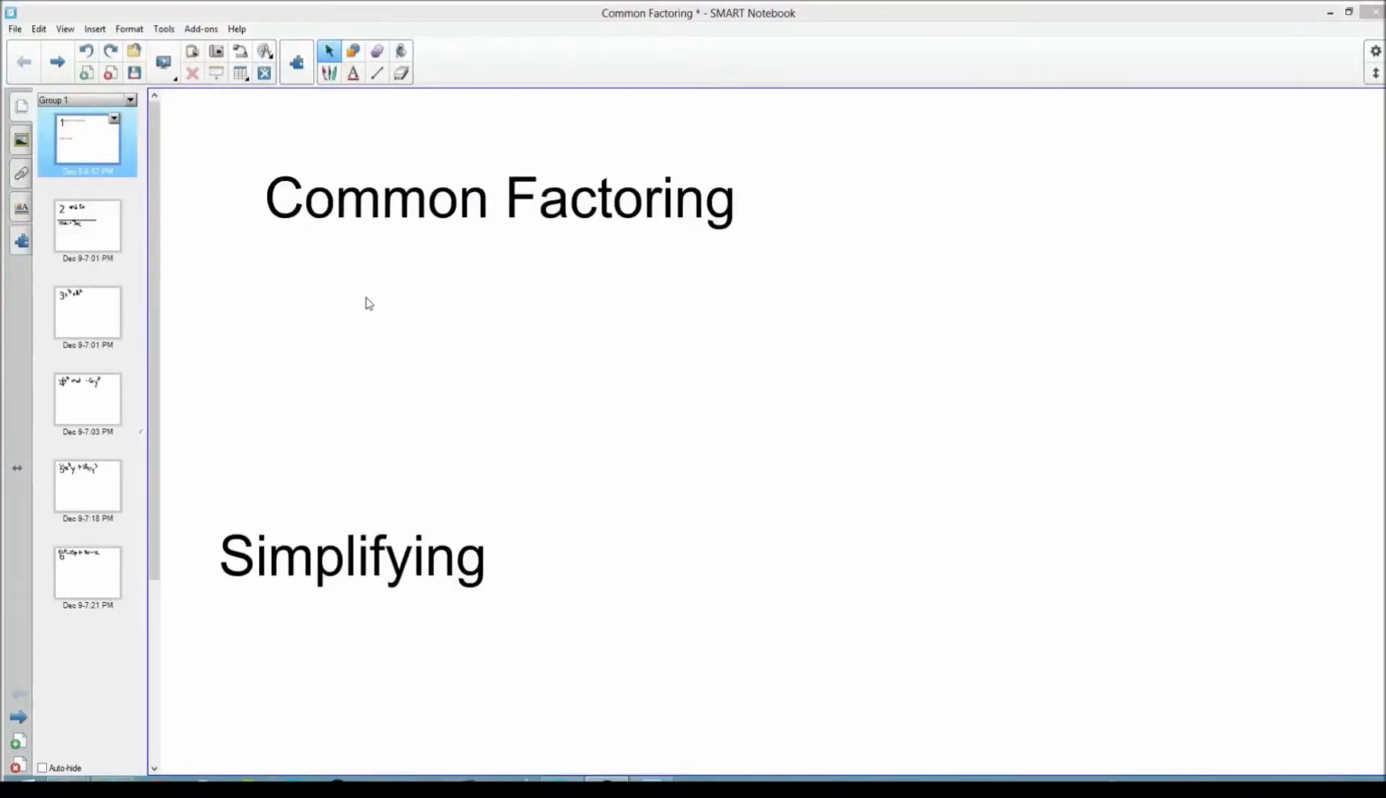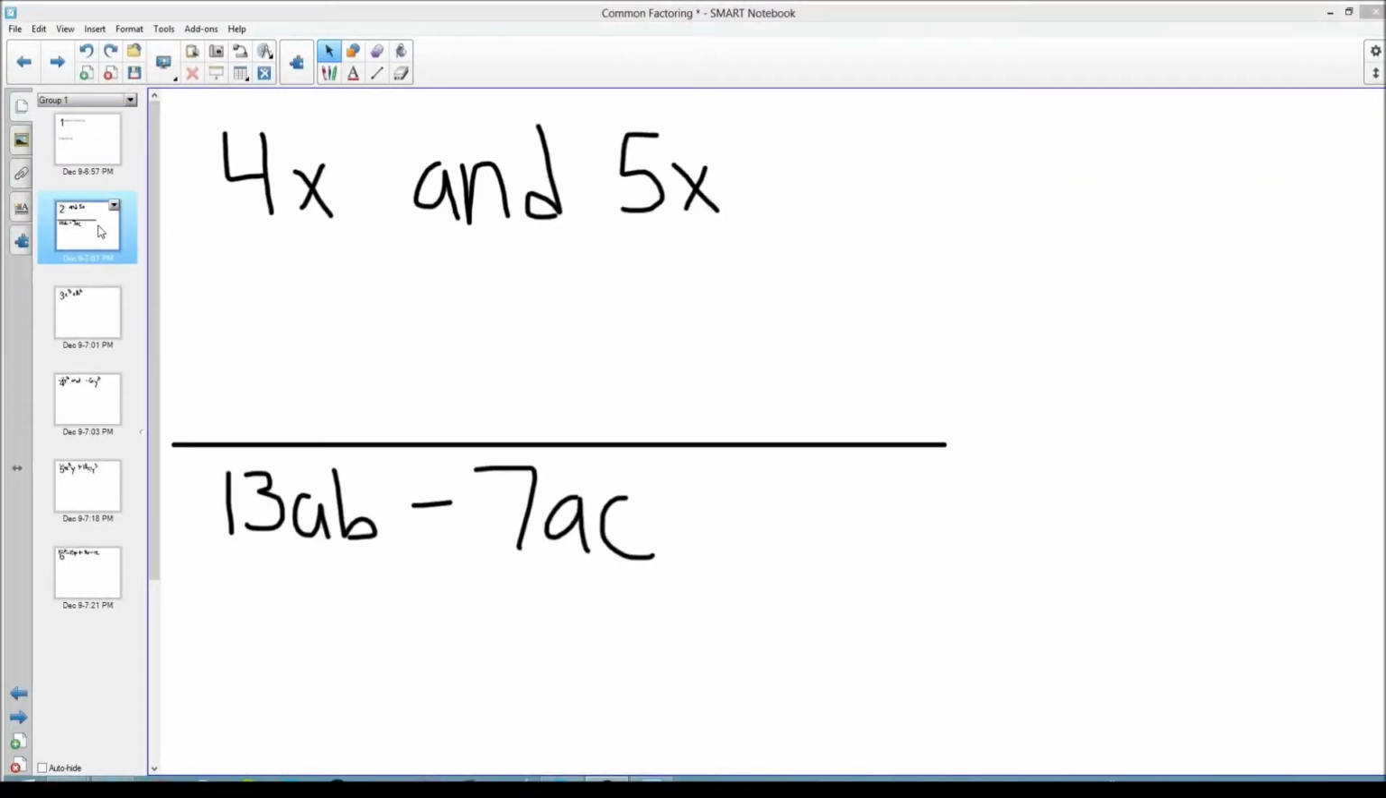So in this video I'll be teaching common factoring, which is pretty much simplifying. So if we look at these two terms, 4x and 5x, we have to see what's common in between these two. So we can see that they both have an x, so we could factor out the x.